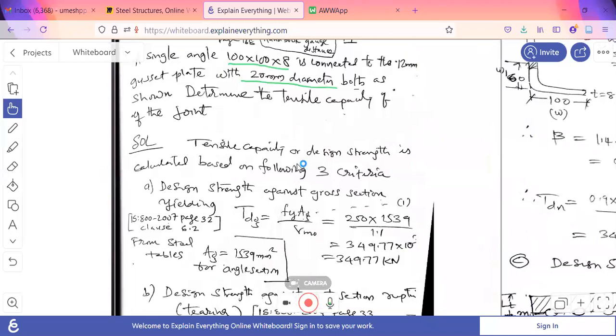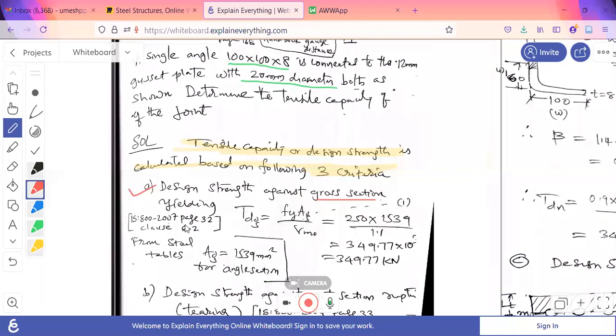Tensile capacity or design strength is calculated based on the following three criteria. First one is this one: design strength against gross section yielding, TDG. Where this is available, I have written IS 800, you can say page 32, clause 6.2.